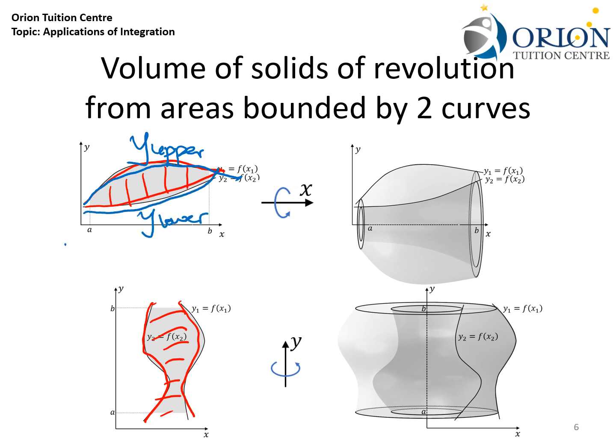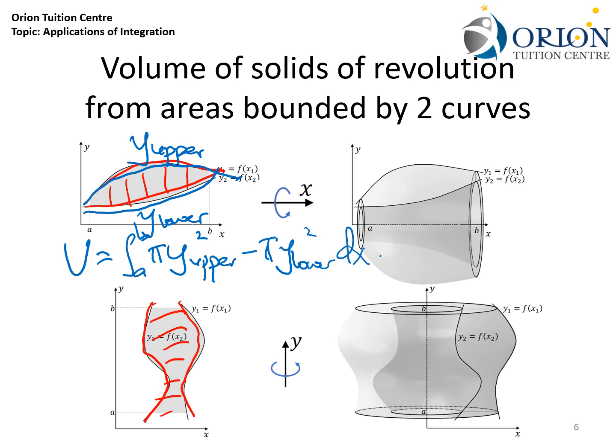So we have V equals to integrate from a to b pi of y upper square minus pi y lower square dx. Likewise, if we are revolving it about the y-axis, we will have V equals to integrate from a to b pi of x right square minus pi of x left square dy.